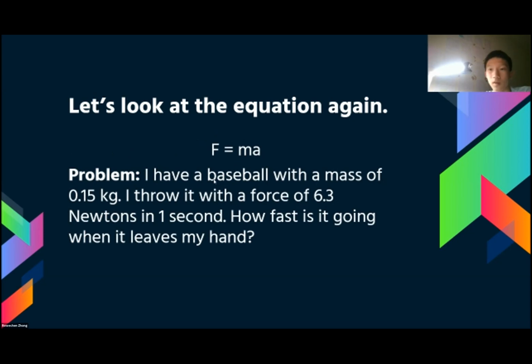I have a baseball with a mass of 0.15 kilograms, 150 grams. This is about how much a real baseball weighs. I throw it with a force of 6.3 newtons in 1 second. How fast is it going when it leaves my hand? In order to do this question, you might require a specific formula. F equals ma will give you the acceleration, but after you find the acceleration, you multiply it by time in order to figure out the velocity. So I'm going to give you guys a little bit. If you guys solve it, message me in the chat.